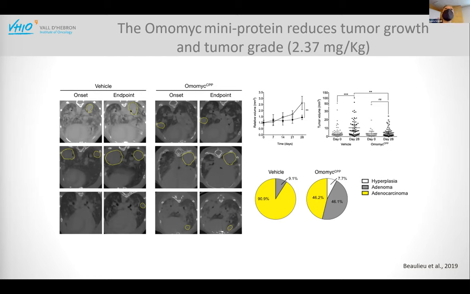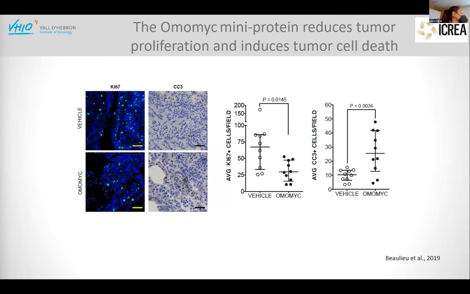So we thought that we had reached cytostatic effect. We had stopped the growth of the tumors, but the pathologist called us and said, come and look at this. Actually, as we expected, all the vehicle treated animals have adenocarcinomas, or almost only adenocarcinoma. But the Omomyc treated animals had regressed more than 50% of the cases to adenomas or even hyperplasia. So this is more than just a cytostatic effect. And we saw that it was the result of reduced proliferation seen by Ki-67, increase in apoptosis seen by cleaved caspase 3.